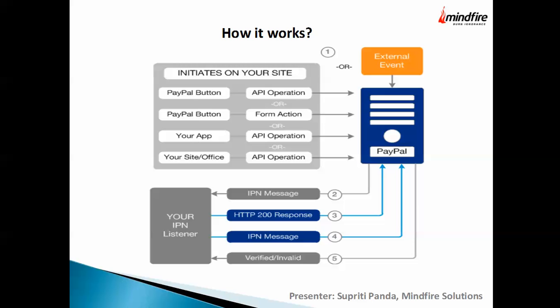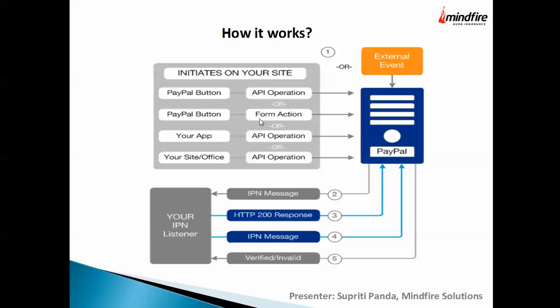So let's see, this is the normal flow. When you click on the PayPal button to check out, whether inside your website or after being redirected to the PayPal website, you do the transaction. Once the transaction is processed or complete, or your credit card is processed, PayPal redirects back to your site. That is not shown here; it is showing the IPN flow.